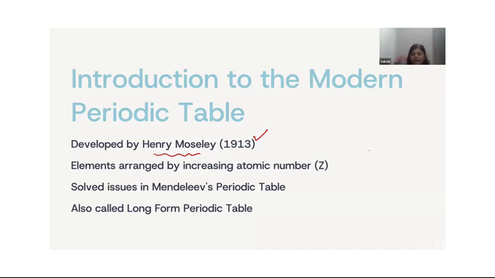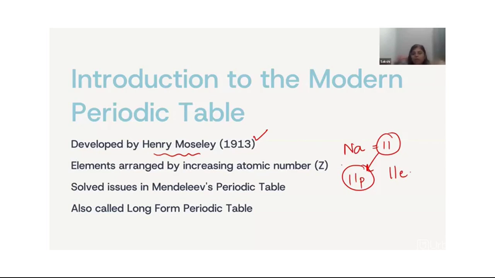In any atom, for example, let us consider sodium. So the atomic number is 11, right? 11 means it has 11 protons and 11 electrons. So atomic number is nothing but the number of protons which is there. So it is present in the nucleus, right?